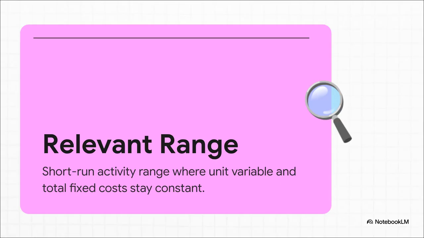Now, there is one more vital piece of the puzzle to keep you safe, and that's the relevant range. Remember, all these rules only apply within the expected, short-run range of activity where per-unit variable costs and total fixed costs actually remain constant. Why? Because in the really long run, everything is variable. Eventually, rent contracts change or you buy so many materials that bulk discounts kick in. So these steadfast rules are strictly for operations inside that normal, short-run, relevant range.